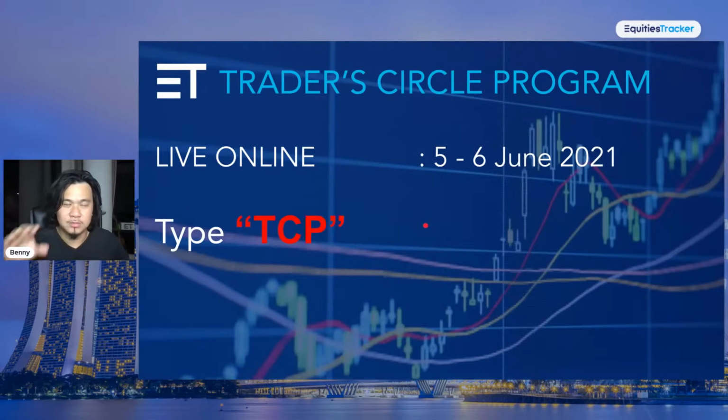This is where we're going to focus more details on your entries and also where to set target prices and all that. So at the end of the Trader Circle program, it's not about learning charts. I mean, of course, it's about learning charts like what I teach you today, but it's more about how you apply it, okay, and come up with a trading plan to trade those stocks.